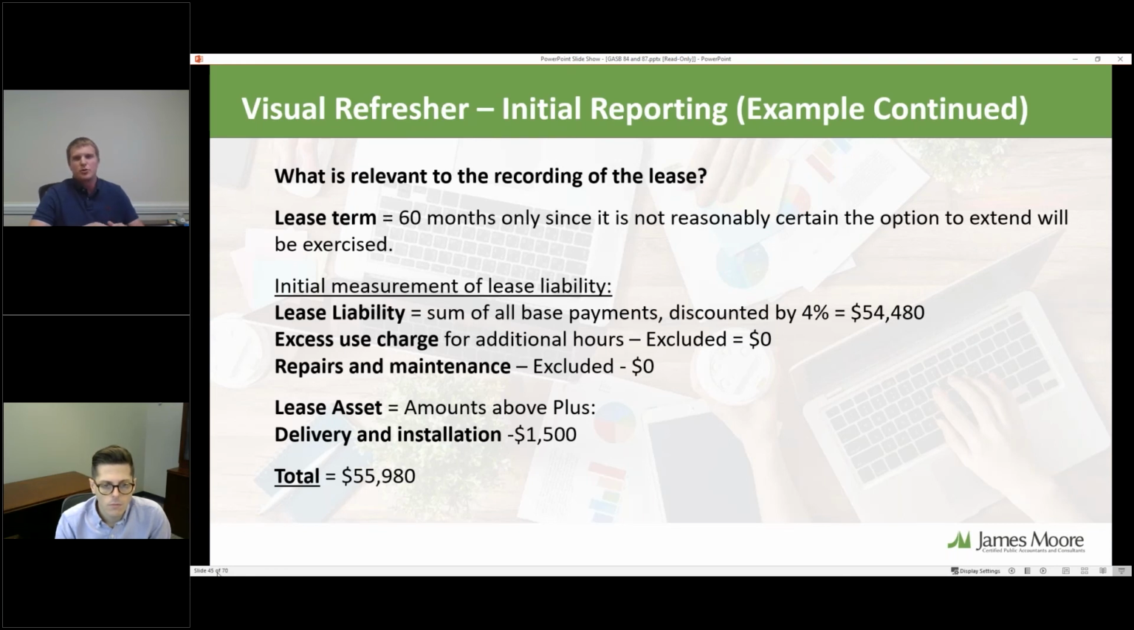As far as the excess use charge for additional hours, that's going to be excluded. Remember, any use charges related to a lease asset are not going to be included as part of the lease liability. Repairs and maintenance is going to be excluded as well. Remember, we're going to exclude any service components to a contract. The lease asset is going to include the amounts above plus the delivery and installation fee of $1,500. So here we've got an example where the lease asset and liability are not equal to each other, and the difference is that delivery and installation cost.